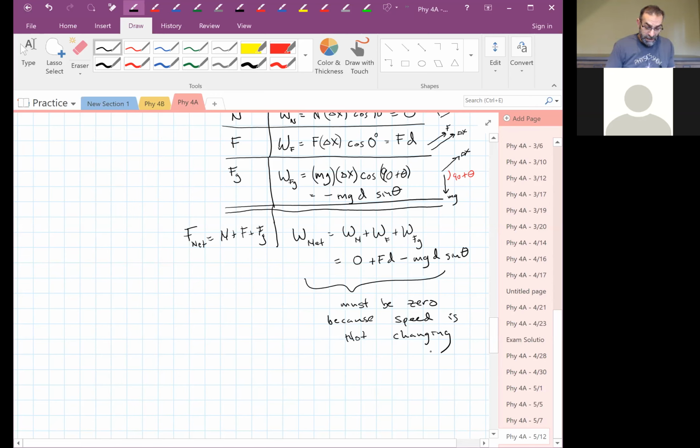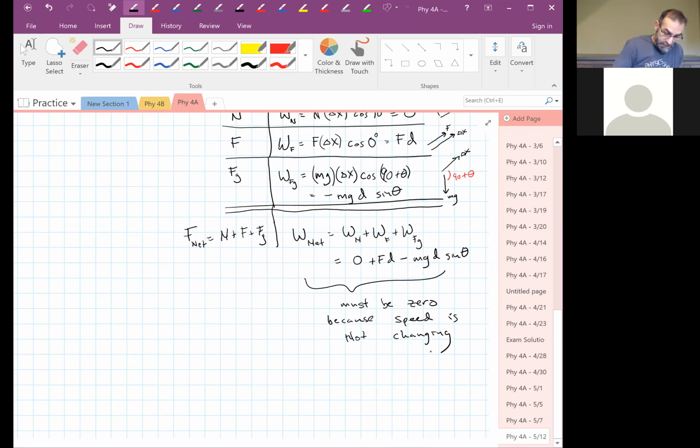And so we get the work done by the pushing force up the incline has to be equal and opposite to the work done by gravity down the incline, because the net work done had to be 0. So that brings us to our two other things we have to define right now.